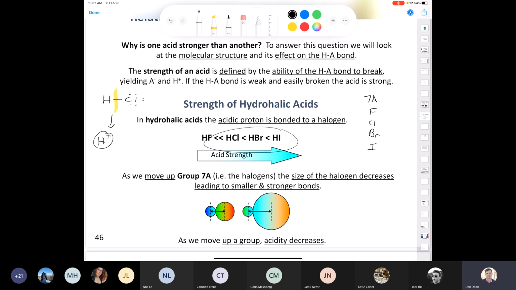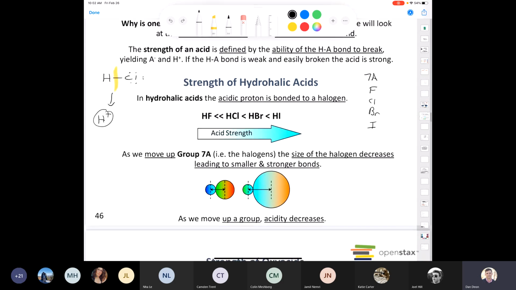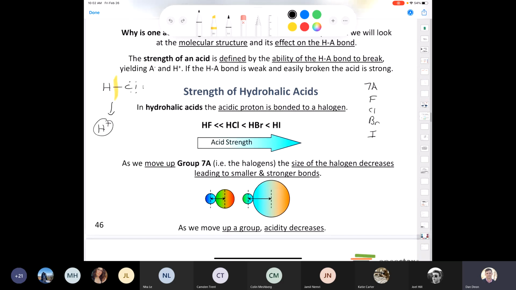You can make an acid out of all those: hydrofluoric acid, hydrochloric, hydrobromic, hydroiodic acid. Now, I told you that hydrofluoric acid was a weak acid, and I told you that the other three were stronger. Well, why would hydrofluoric be weak and the other ones be strong? Well, it's got to do with the size of the halogen, okay? As the size of the halogen decreases, we get a stronger and a shorter, smaller bond.